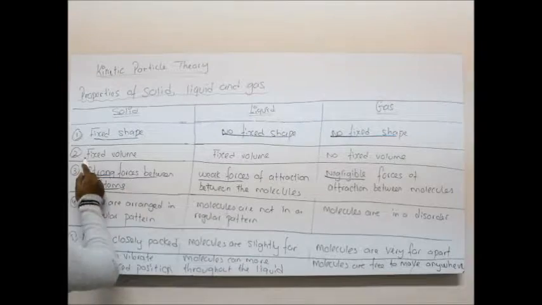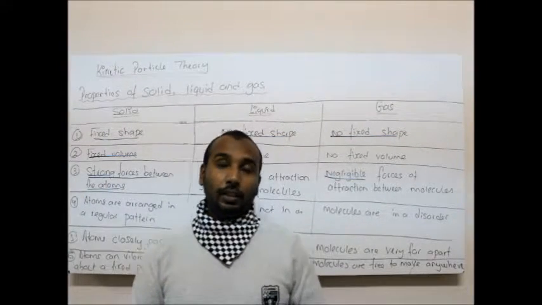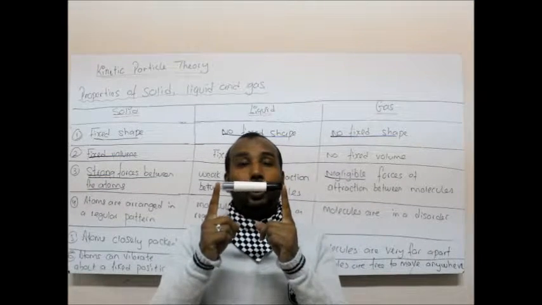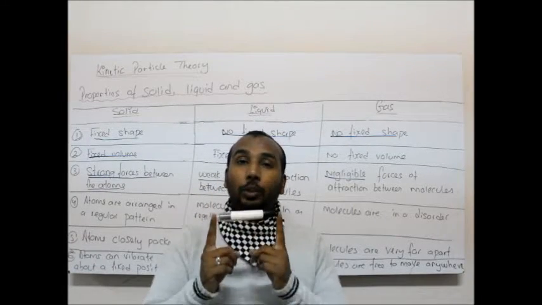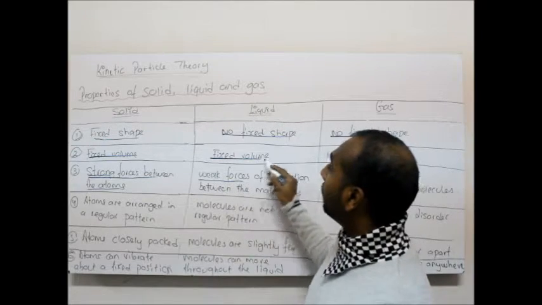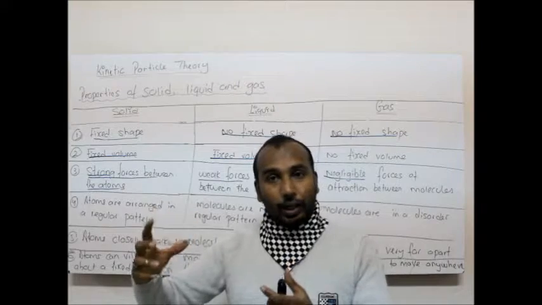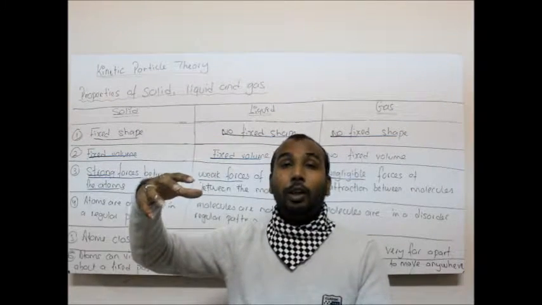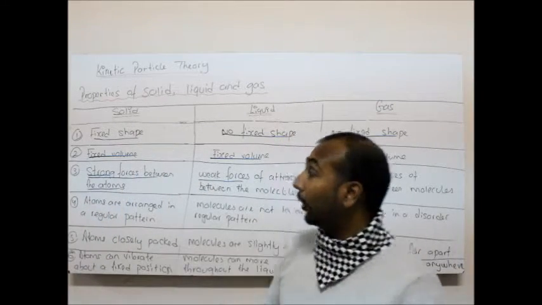The next part is about the volume. A solid has a fixed volume. For example, if we take that marker, whatever the volume of the marker is, this volume is not going to change. It's going to be the same. Same is true for a liquid. The volume of a liquid does not change. The shape can change, but if you take 1 liter of water, in whichever container you place it, it's still going to be 1 liter.